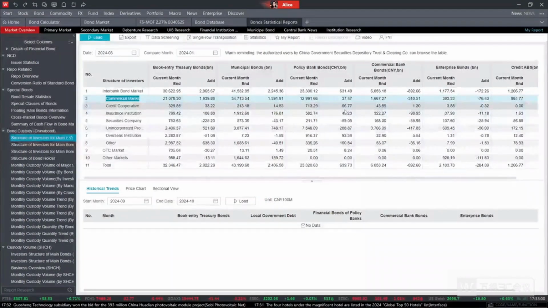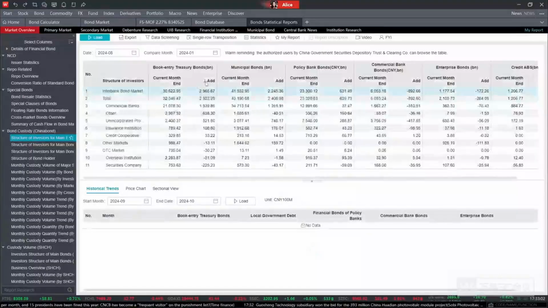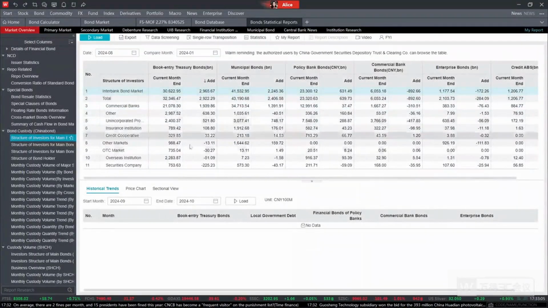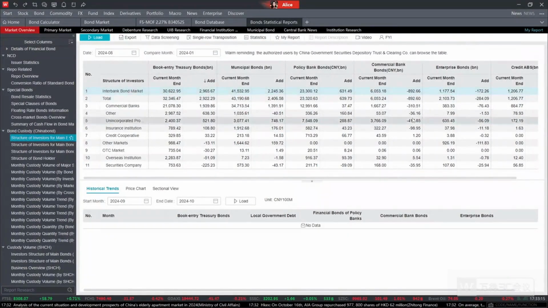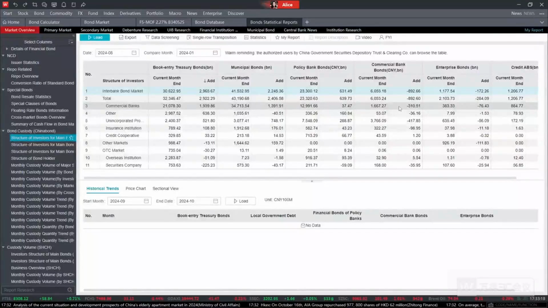I can also press the add button here, and it will rank them. We can see the commercial bank added a great amount of treasury bonds, but it has reduced its holding of commercial bank bonds in the past 8 months. With such statistical data, it is easier to catch what the different institutional investors did before. Did they add more treasury bonds, or more municipal bonds, or even other policy bank bonds?